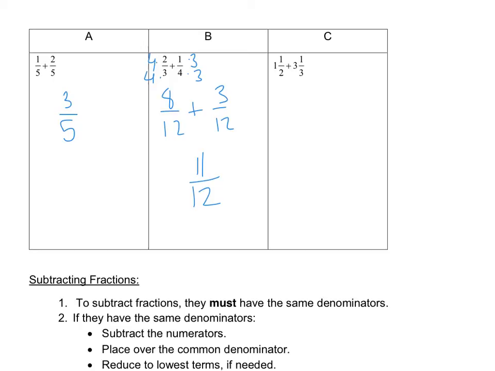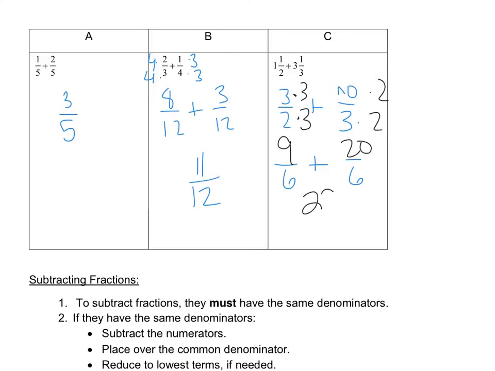Here, change the improper fraction, so 3/2 plus 10/3, least common denominator is 6. So multiply this one by 3, this one by 2. So you get 9 and 20. So you get 29/6. And unless it tells you, just leave it. But if they wanted a mixed number, this would be 4 and 5/6.